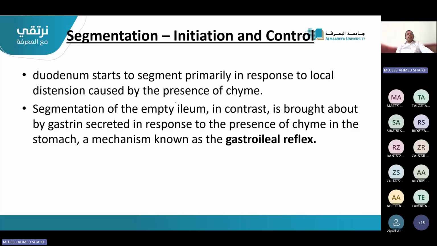So the duodenum starts to segment primarily in response to the local distension caused by the presence of chyme, because the duodenum is the first one to receive the food, or the chyme, undigested food. This will cause the segmentation. The ileum, although not receiving the food, will still contract. This is called the gastroileal reflex.